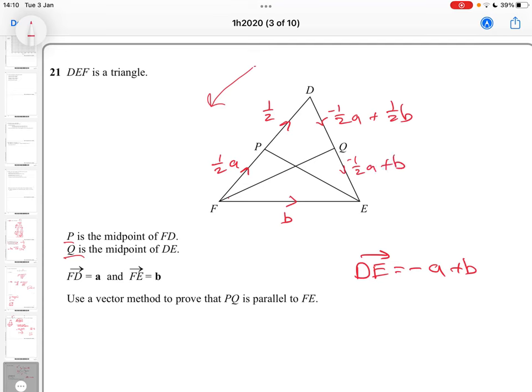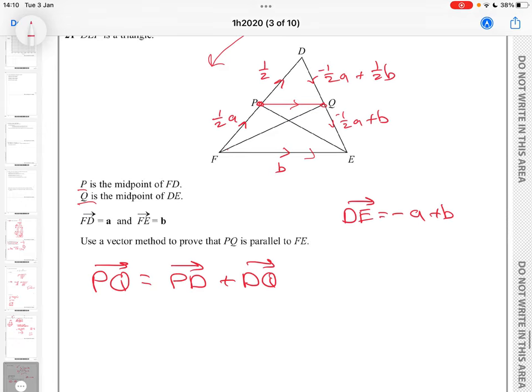So the question wants me to prove that PQ is parallel with FE. So I've got to show they're parallel. So I need to work out, okay, how do I go from P to Q? So if I'm here, how do I go to here?